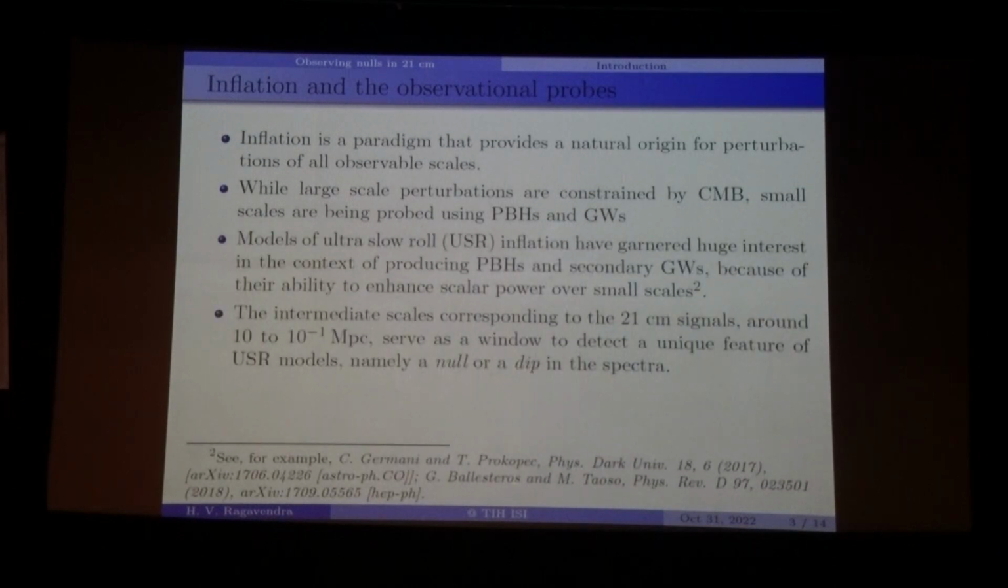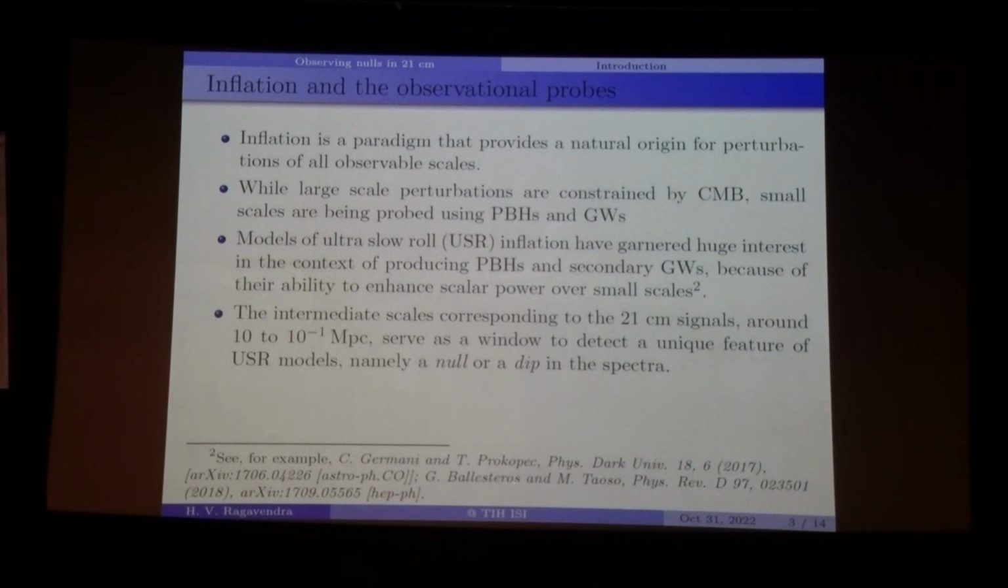So, what are these ultra slow roll models of inflation? These are a special class of inflationary models that have garnered huge interest in the context of producing primordial black holes and secondary gravitational waves over small scales. They do this by enhancing scalar power over small scales, and it is well known and well studied in the literature. See, for example, these references given below.